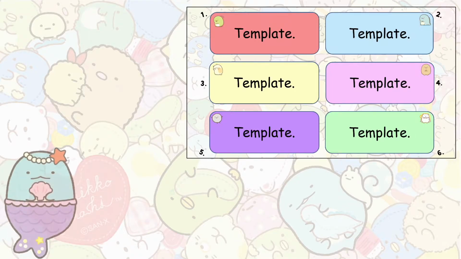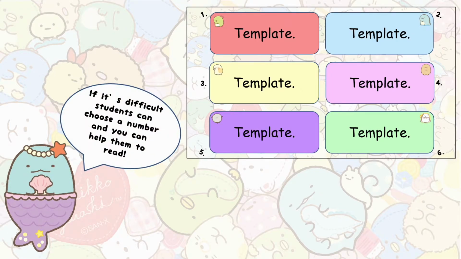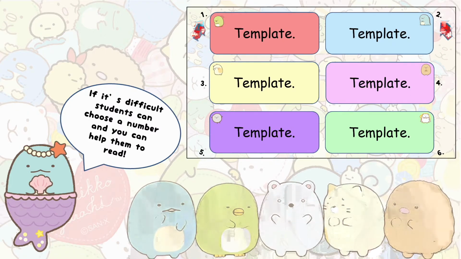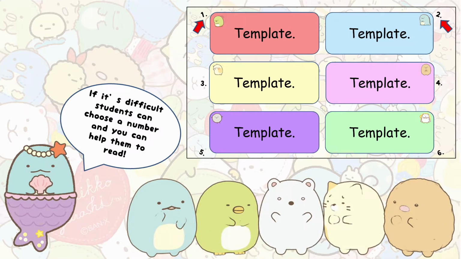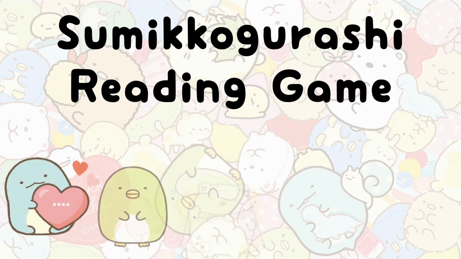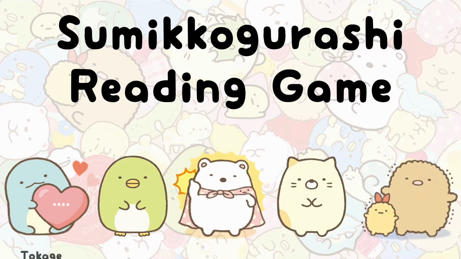In this template, I have put numbers around the corners of each of the different words or sentences that the students will be able to read. Personally, I find this very useful because there will always be some students who may find reading more difficult. So what you can do is help them by choosing a number and then assist them to read the word or the sentence together. So the main game here, this is the title slide.